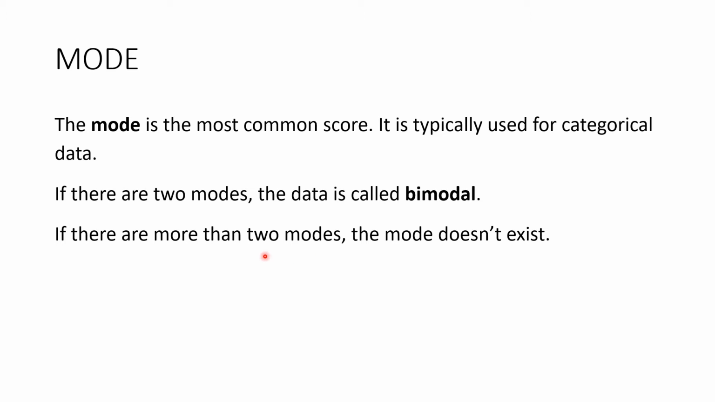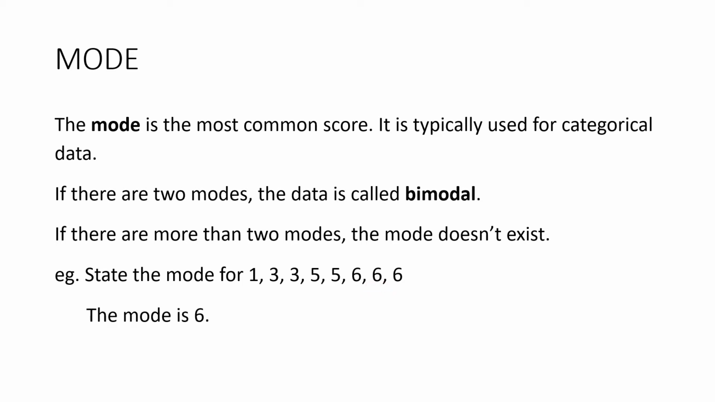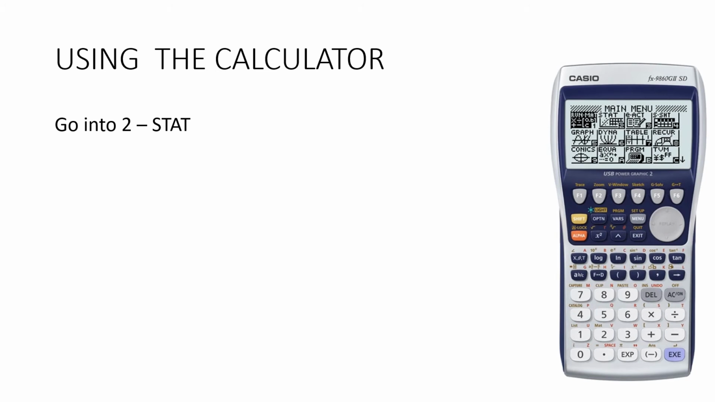So this is our rule. More than two modes, the mode doesn't exist. Here's an example. State the mode for this set of data. It is 6.